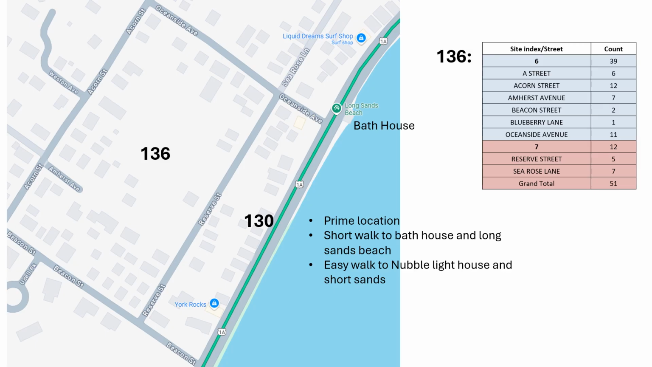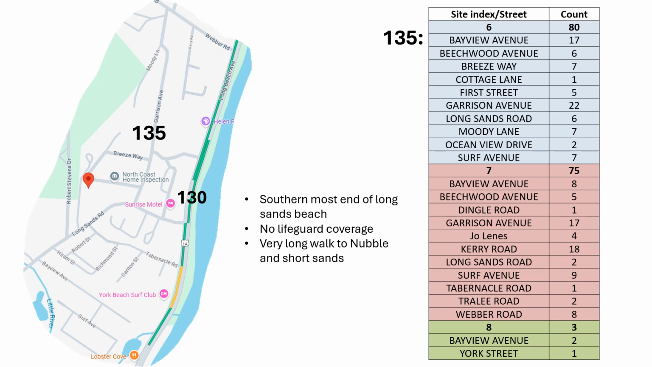Okay, last 2 slides. I just give you a quick look at a Google map showing neighborhood 136 relative to neighborhood 130 in the ocean and the various sites that we talked about in York, like the Nubble Lighthouse or Short Sands. And those are the streets and how many homes are on each street. Here is a Google map showing neighborhood 135, also just in from 130 with the various streets that are present and the number of homes that are on those streets. And again, it's the southernmost tip of Long Sands.